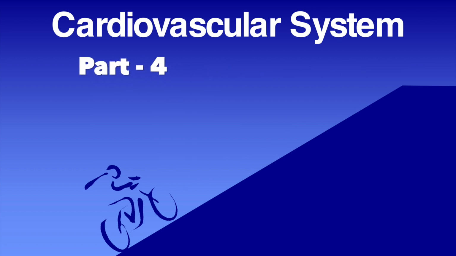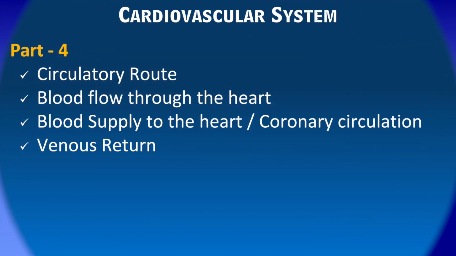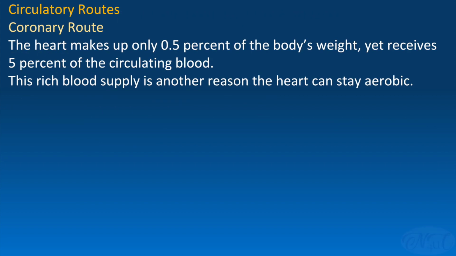In this video, we are going to discuss circulatory routes, blood flow through the heart, blood flow to the heart or coronary circulation, and venous return. First is circulatory routes. There are two types of circulatory routes, coronary route and systemic route.